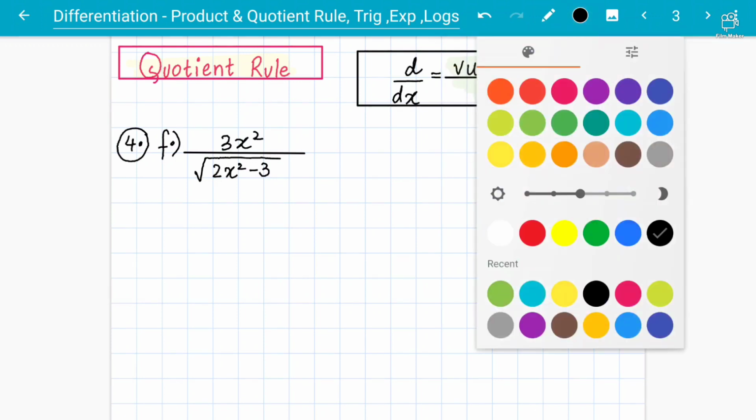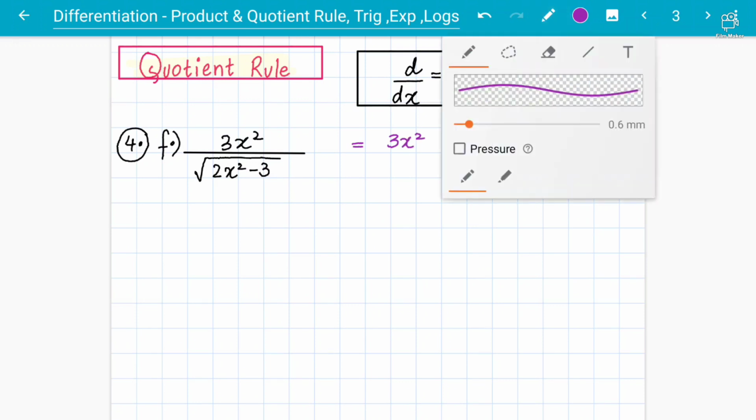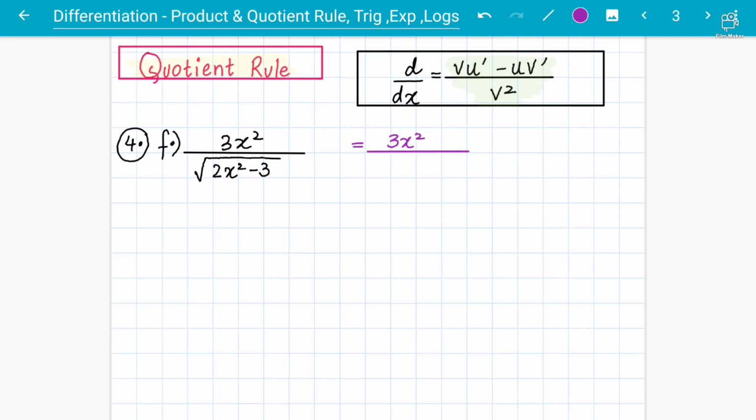So the first thing is, I'm going to simplify. We can't solve it in the square root form, so I'm going to write this as 3x square divided by (2x square minus 3) power of half. The square root is written as power half.